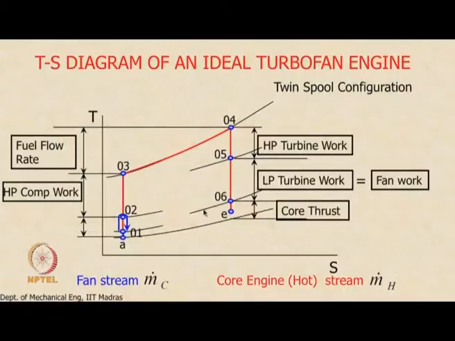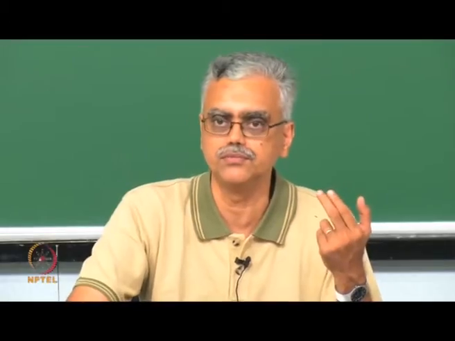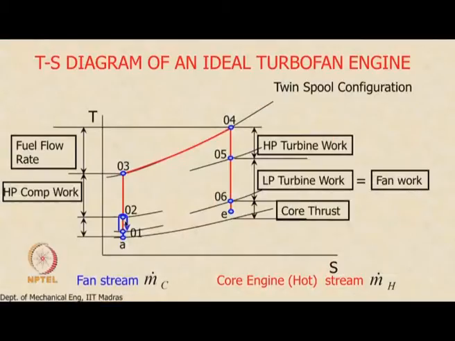Similarly, with the turbofan cycle, in addition to the pressure ratio, which will be P03 over P01, and the turbine entry temperature, which will be T04, there are two more parameters now. One is the fan pressure ratio, P02 over P01, and the other one is the bypass ratio, m dot c divided by m dot h.